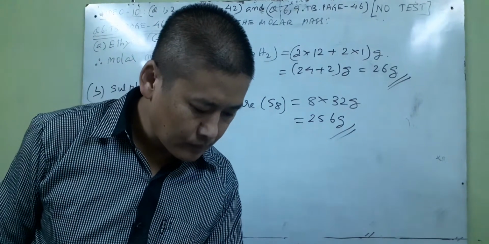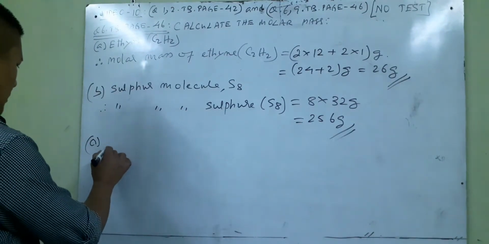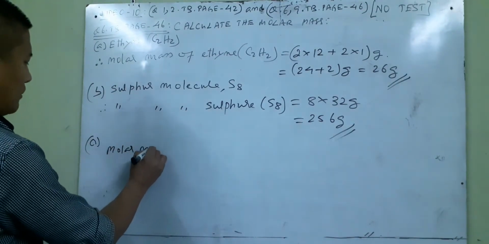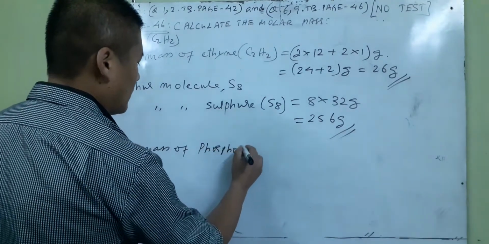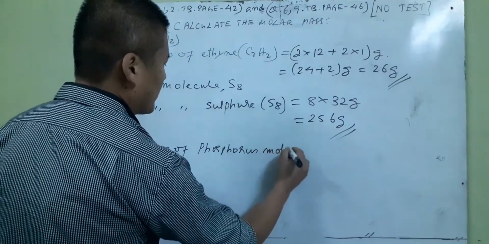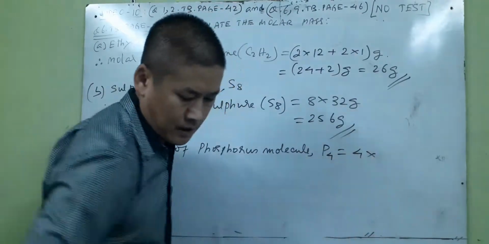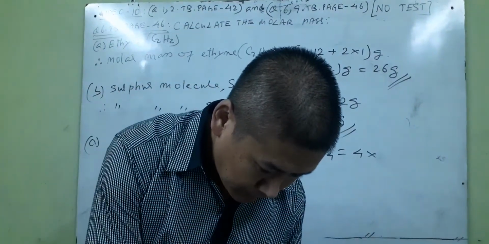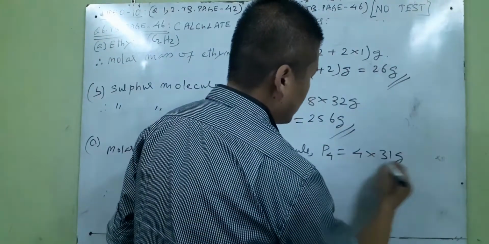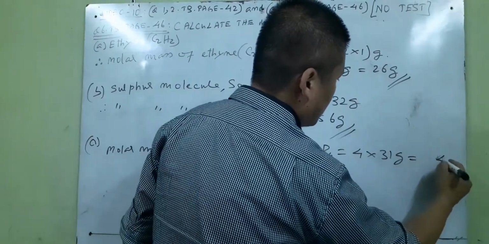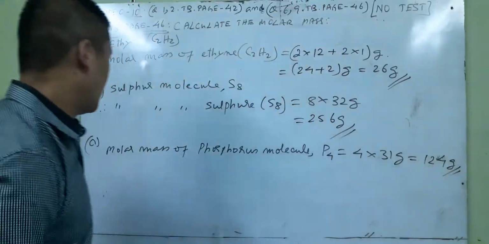C is phosphorus molecule, P4. So you write here, molar mass of phosphorus molecule, just write the same way as the text there, which is P4, they've given also. So 4 phosphorus atoms are there, and in the bracket it is given 1 phosphorus is 31. So you write here 31 and put G. So that is equal to 4 1s are 4, 4 3s are 12. So 124 grams is the molar mass of phosphorus molecule.